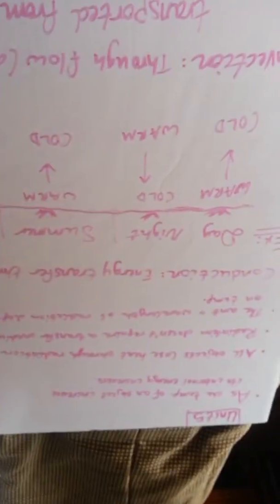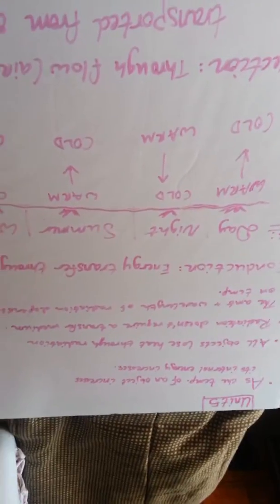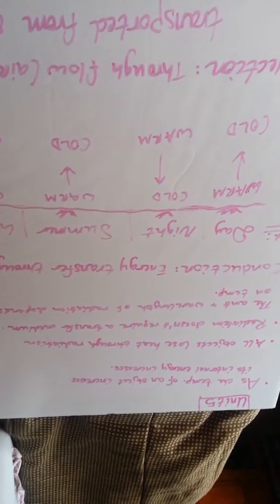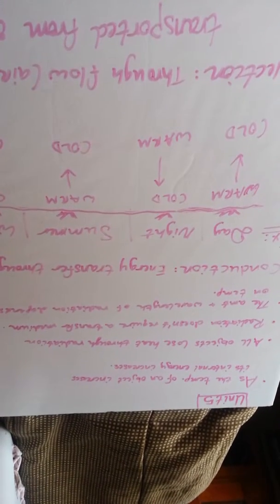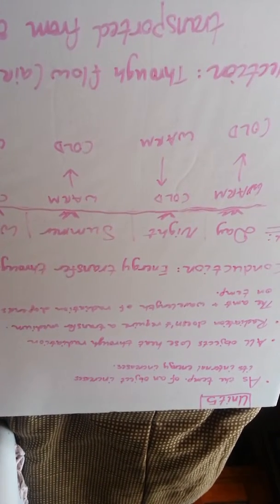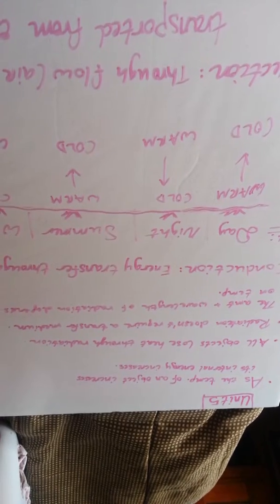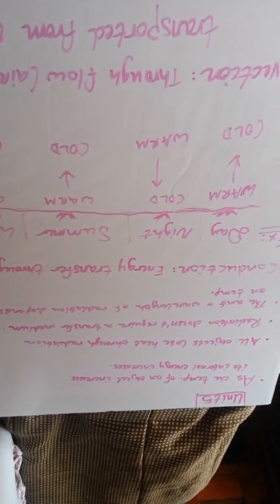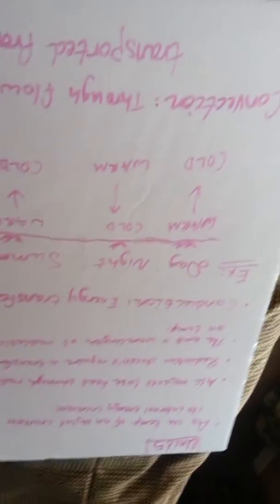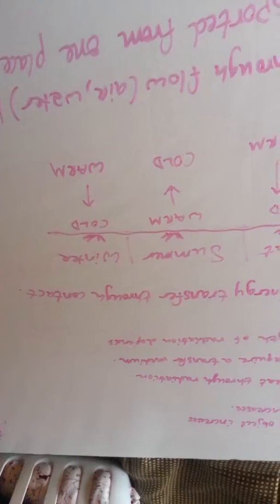So here are some notes at the beginning of Unit 5 that you want to know. As the temperature of an object increases, its internal energy increases. All objects lose heat through radiation. Radiation doesn't require a transfer medium, and the amount and wavelength of radiation depends on temperature. So then we go into conduction, which is energy transfer through contact.